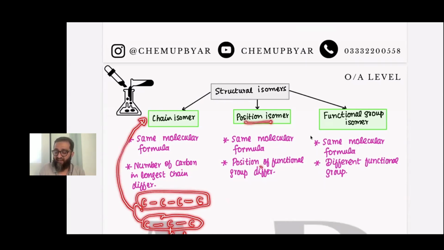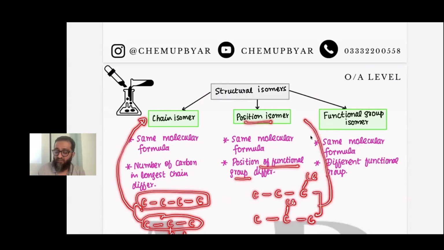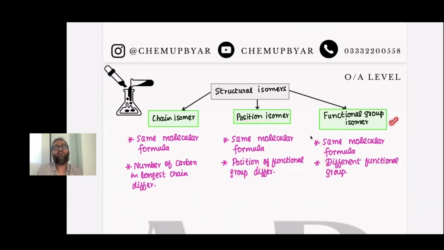Now, position isomer, as I have said, the position of the functional group is different. For example, there are 3 carbon atoms and chlorine is bonded to carbon number 1. And there are again 3 carbons, but the chlorine is bonded to carbon number 2. So that makes these two position isomers of each other. Is this understandable? And the third thing is functional group isomer. Again, these compounds have the same molecular formula, but they have different functional groups.